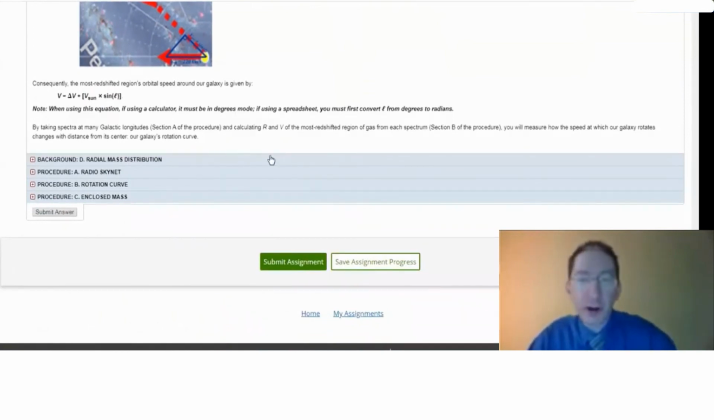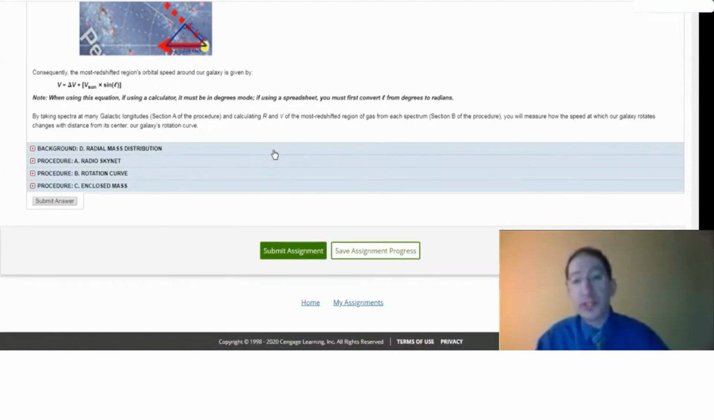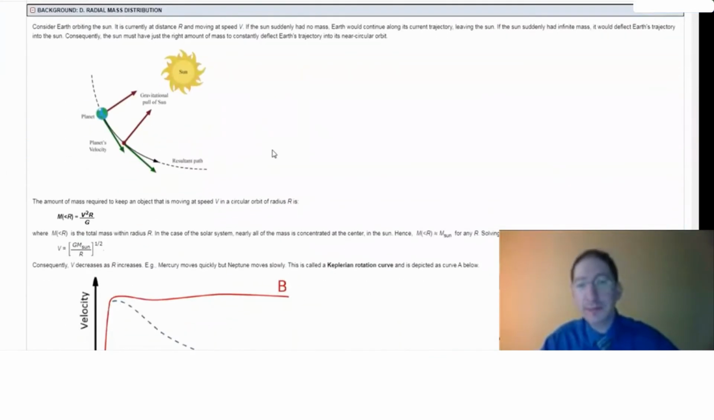Once you do this for a variety of lines of sight and a variety of these special points, you'll have the galactic rotation curve. Now, let's take a look at our last section, where we'll use these distances and velocities to determine the distribution of mass throughout the plane of the galaxy.